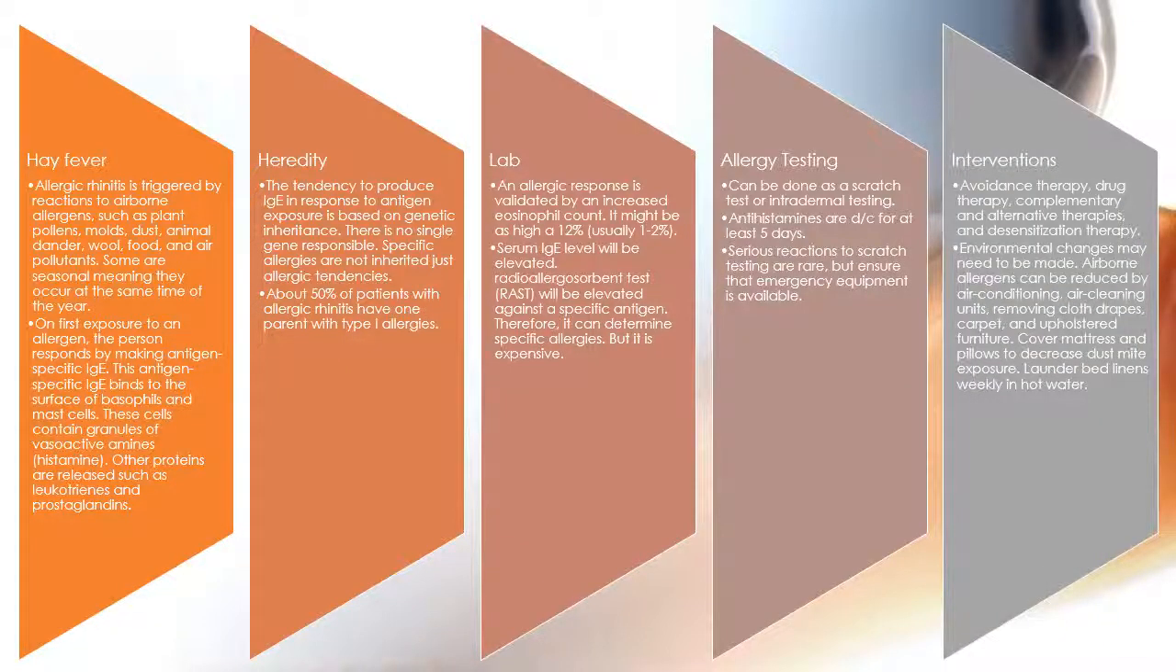Interventions include avoidance therapy, drug therapy, complementary and alternative therapies, and desensitization therapy. Environmental changes may need to be made. Airborne allergens can be reduced by air conditioning, air cleaning units, and removing cloth drapes, carpet, and upholstered furniture. You want to cover mattresses and pillows to decrease dust mite exposure, and launder the bed linens weekly in hot water.